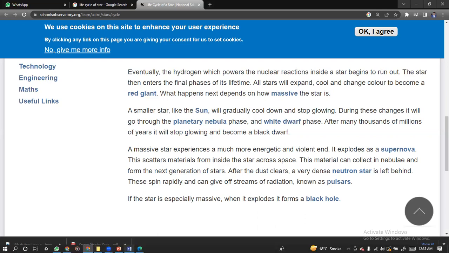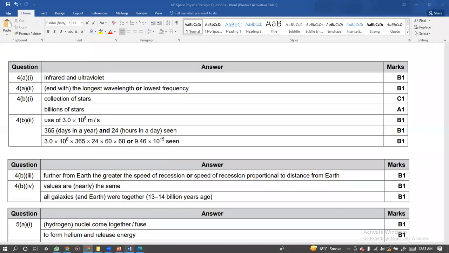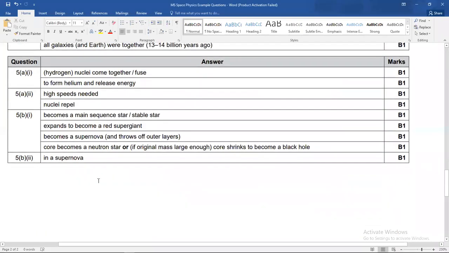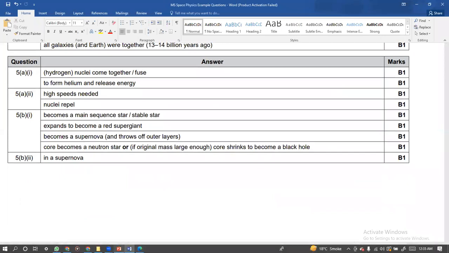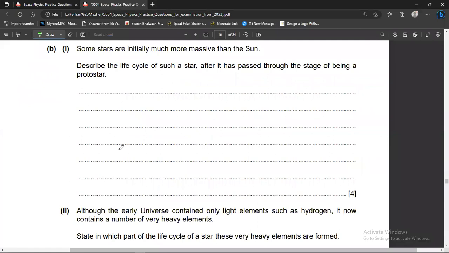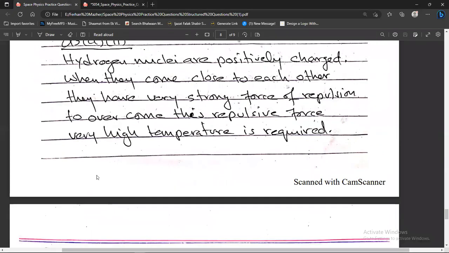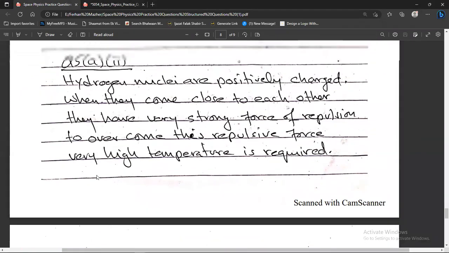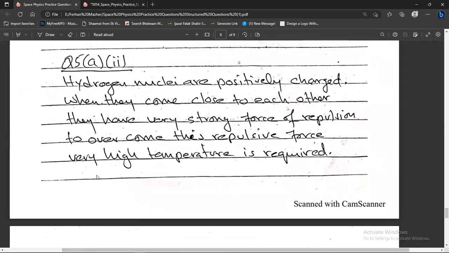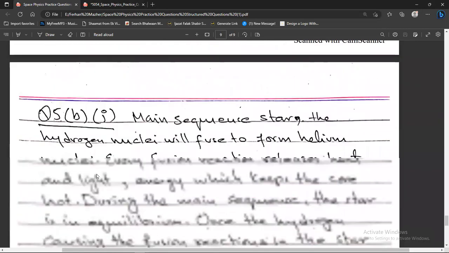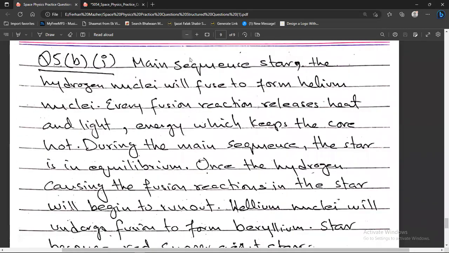This answer was worth 4 marks, and I just read it from a website, about what happens with a massive star. So I have also written here, and I can read my answer also.